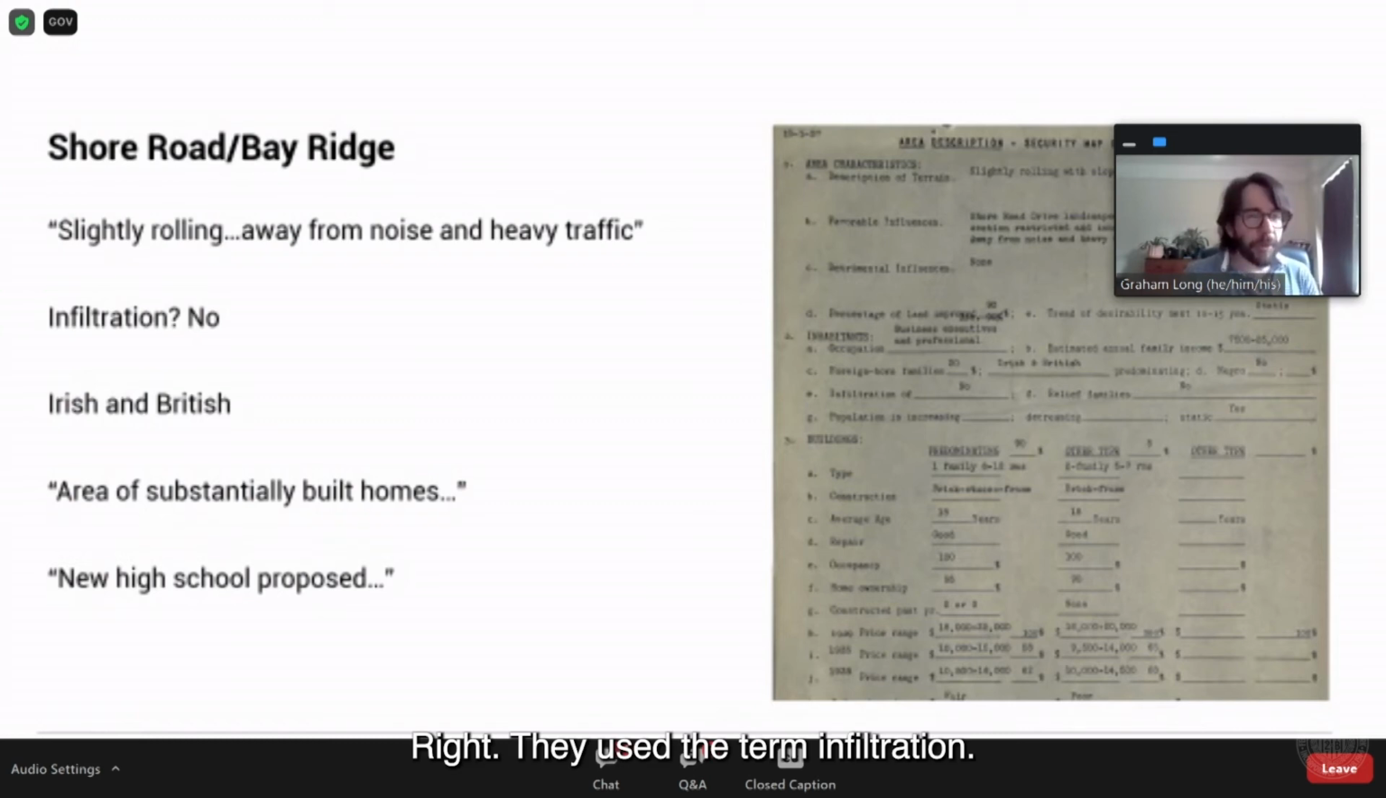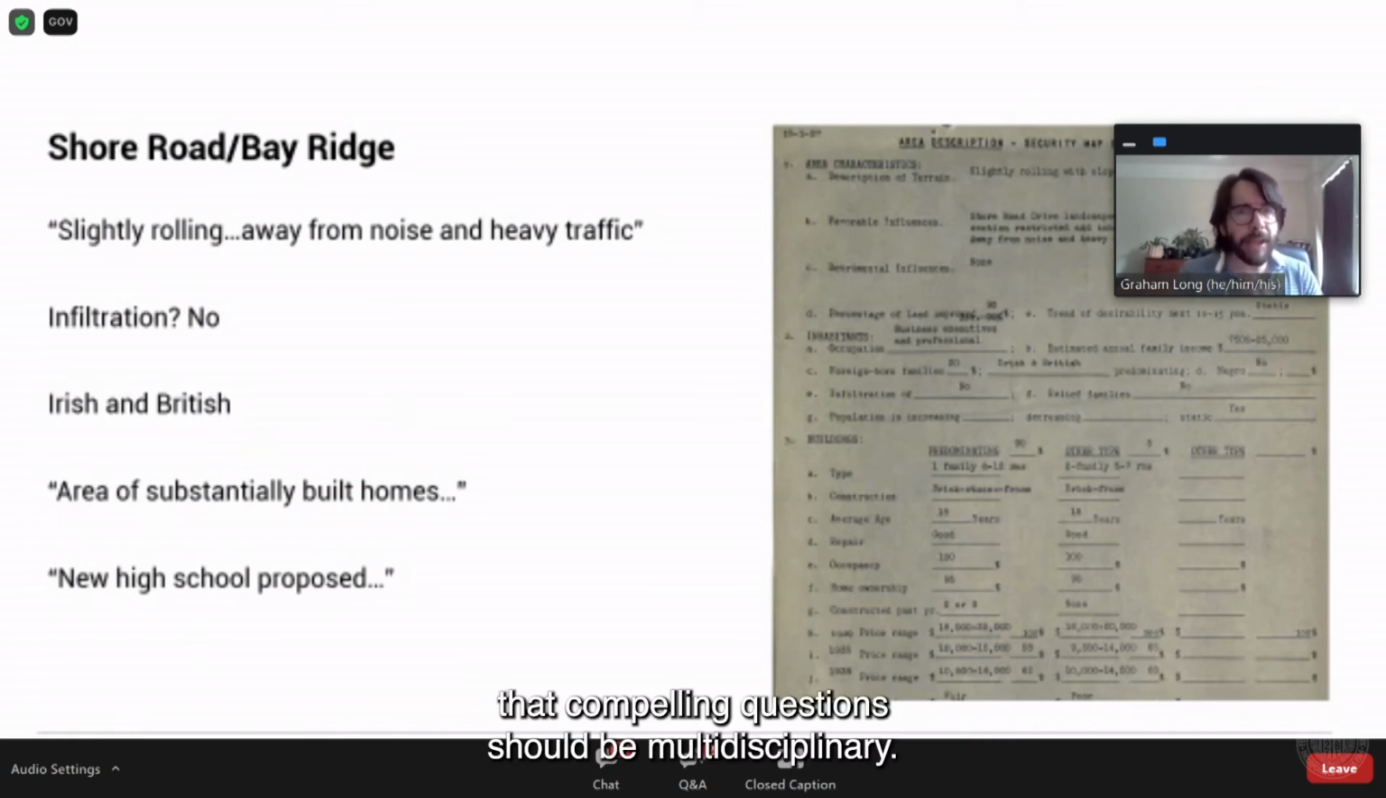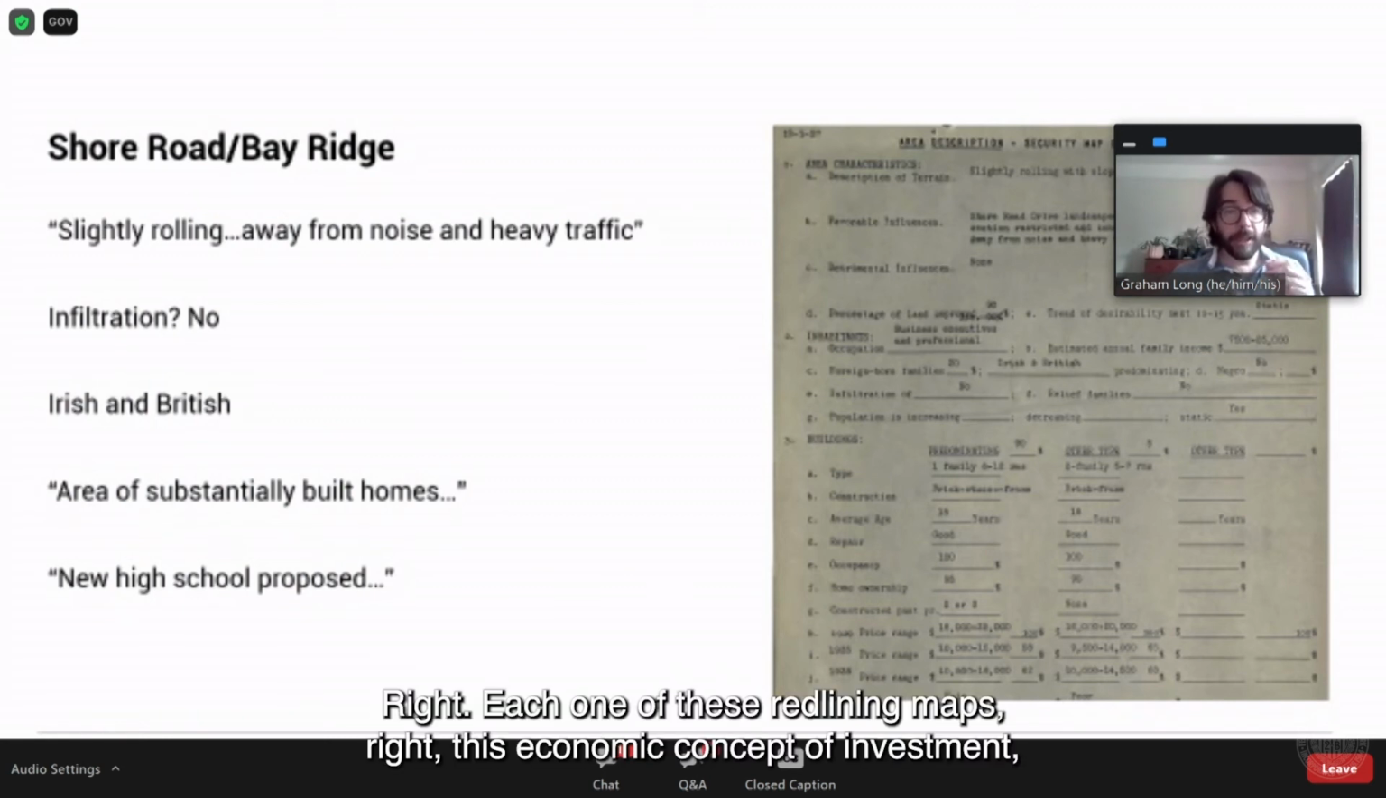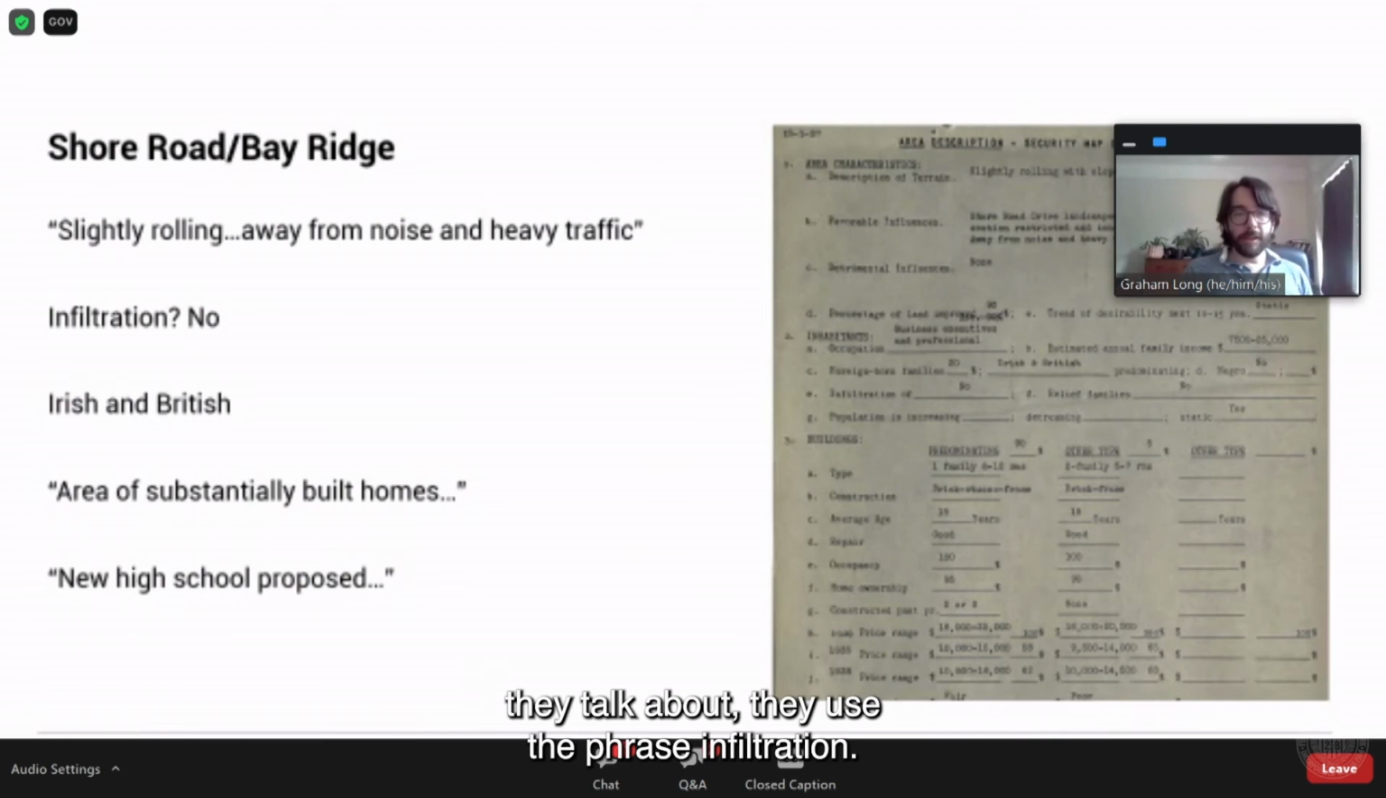They used the term infiltration. I want you to stew on that word for a minute and think about, remember we said that compelling questions should be multidisciplinary. They should incorporate some history, maybe some sociology, right? Each one of these redlining maps, right? This economic concept of investment, they use the phrase infiltration.